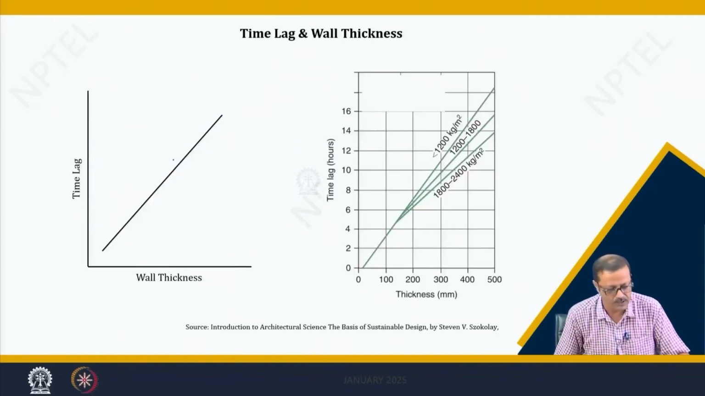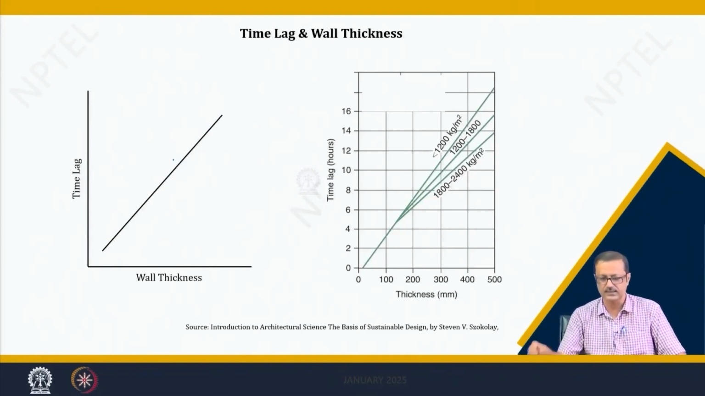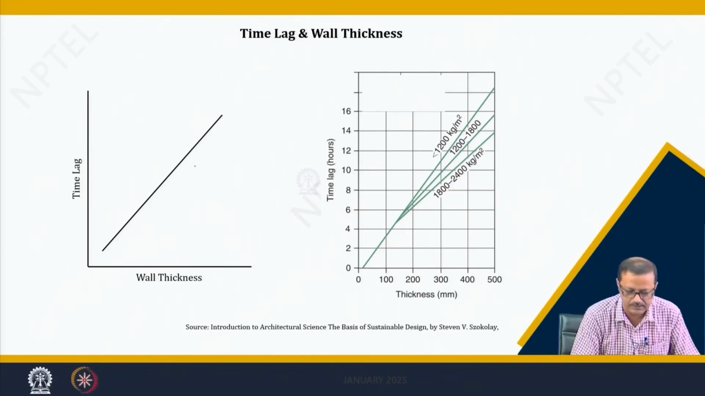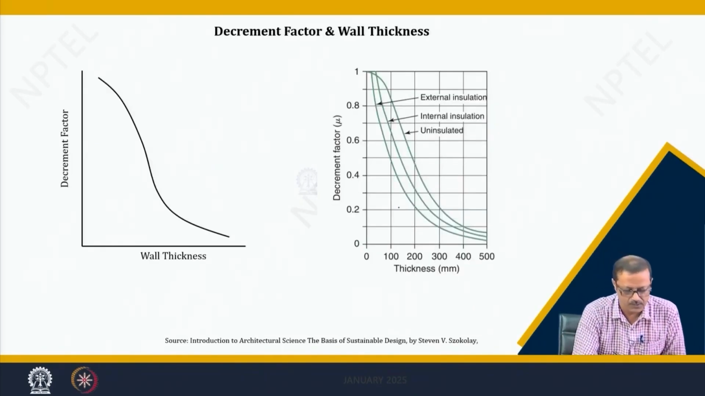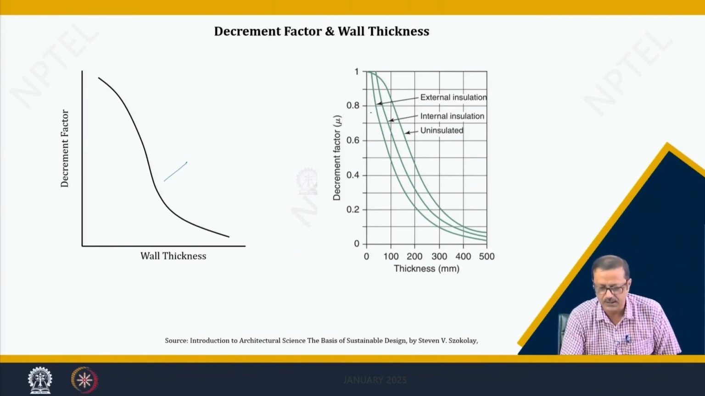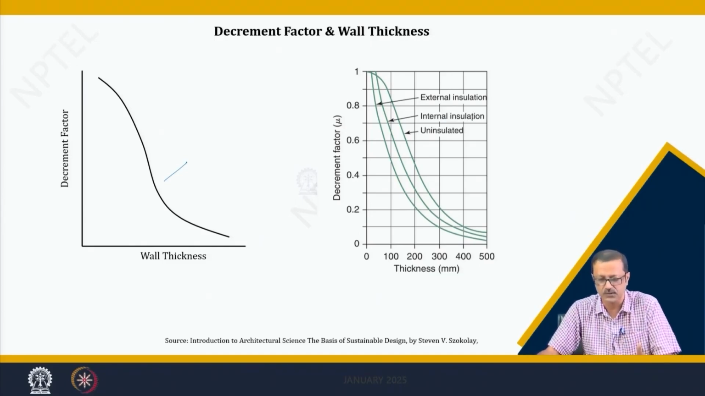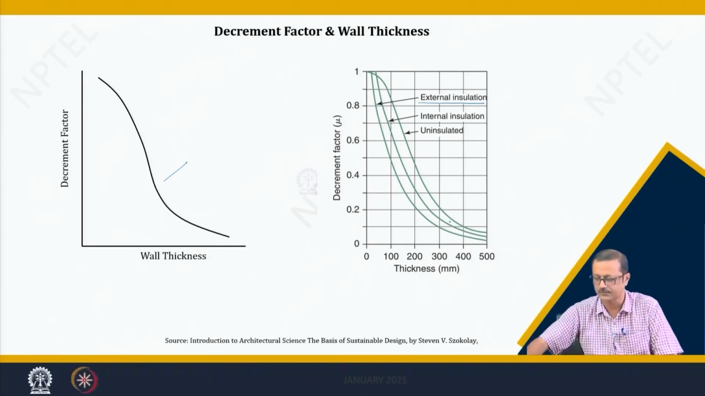So, I have the relation between the time lag and the wall thickness. If the wall thickness increases, the time lag increases, and because of different densities, the time lag also increases. In another way, if the wall thickness increases, the decrement factor decreases, and it will also change with insulation outside, insulation inside, and the uninsulated case. So, it is always better to have outside insulation. If you see, outside insulation gives you a better decrement factor scenario.